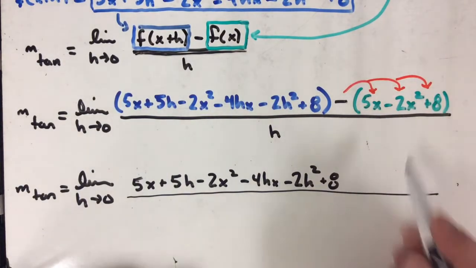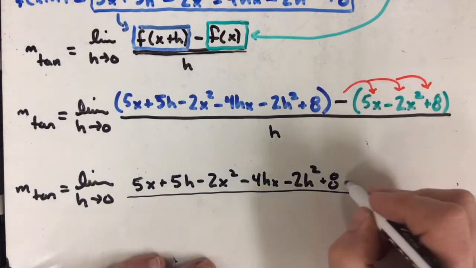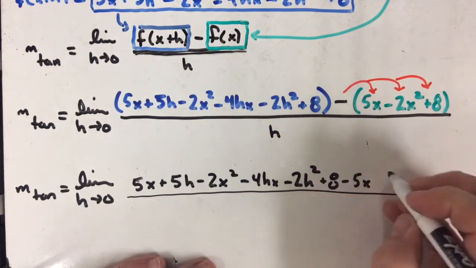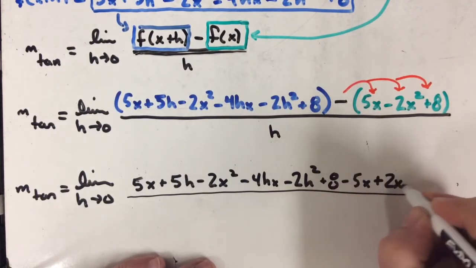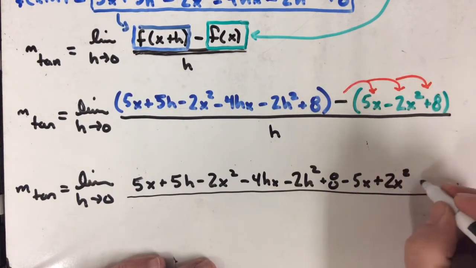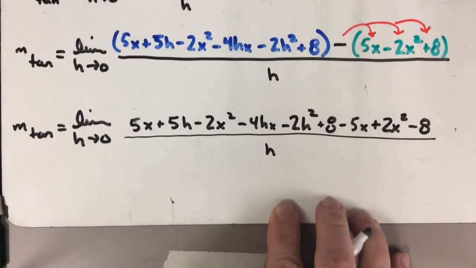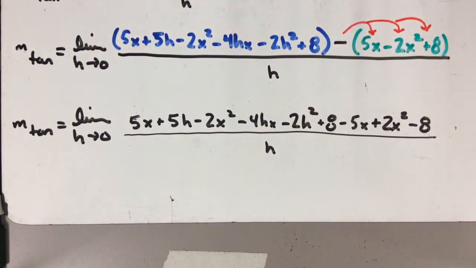And then what we have here in green, distributing the subtraction in would give me a minus 5x. Then we'd have a negative and another negative, so that makes a positive, plus 2x squared. And then finally the minus 8 on the end still, with that little h on the bottom. So once you get rid of all the parentheses, if you remember right, we should be able to go through and get a bunch of things to cancel out.